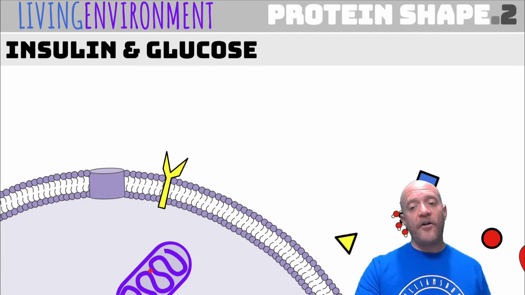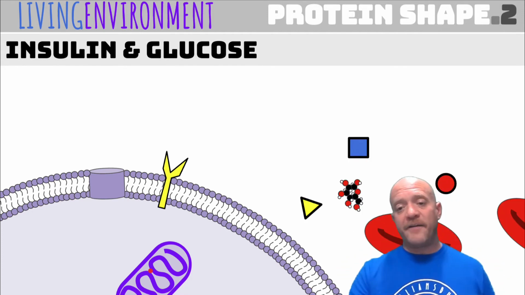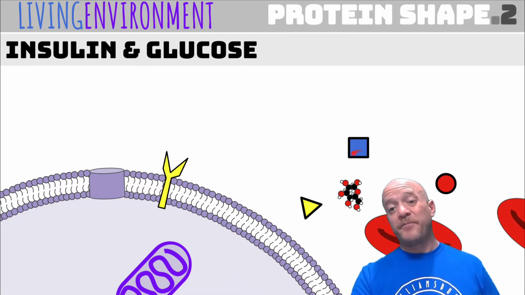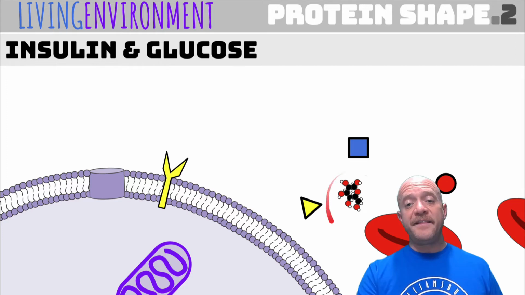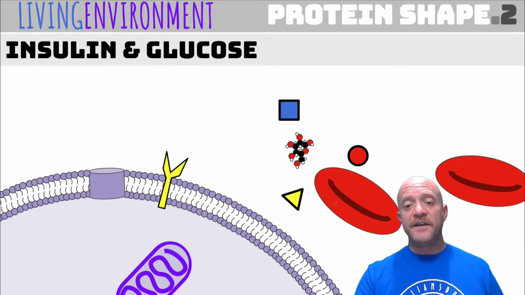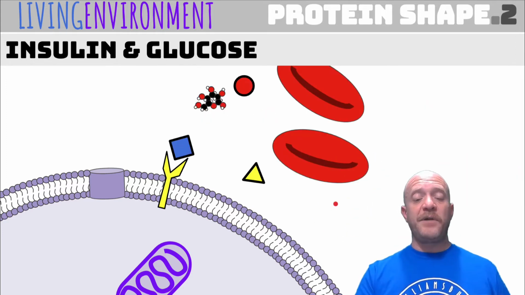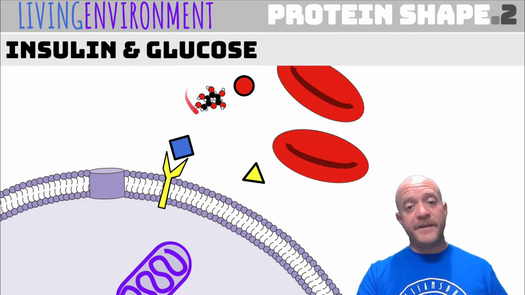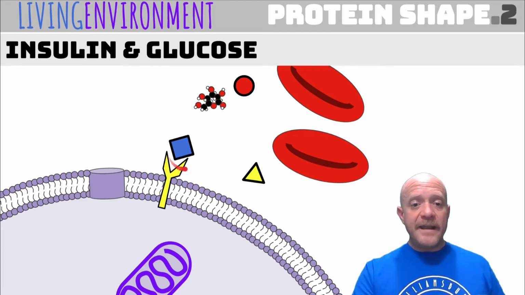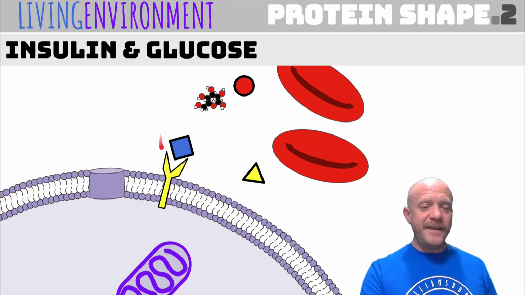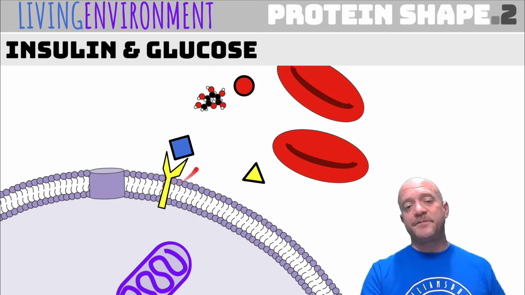So we have all of these things in the bloodstream. We have red blood cells, and these would be red blood cells. These are representing different hormones, and this is representing glucose. So this is going around in the blood. You've probably heard it called blood sugar. Well, that's because glucose is in the blood. Now, this hormone does not fit into this receptor. So this message on this hormone is not received by this cell.